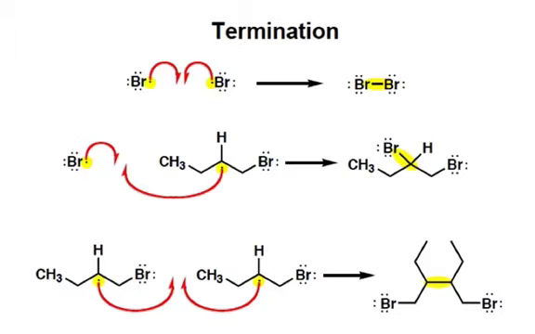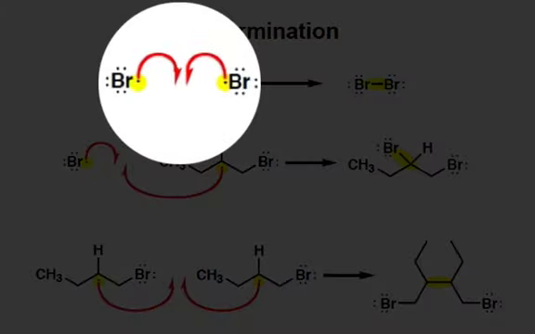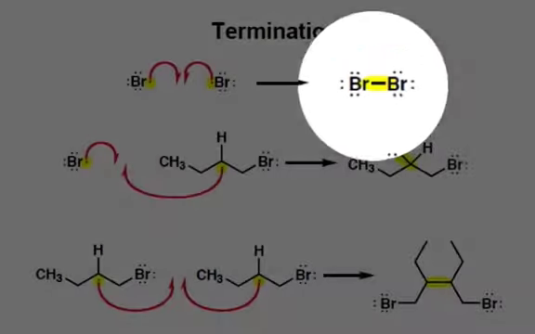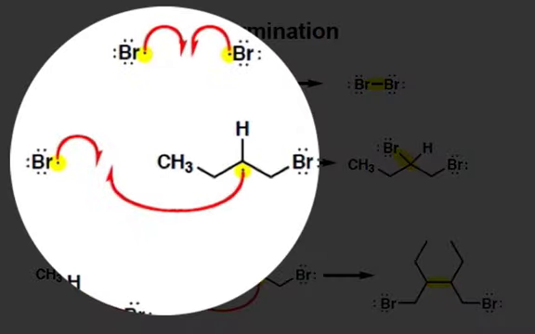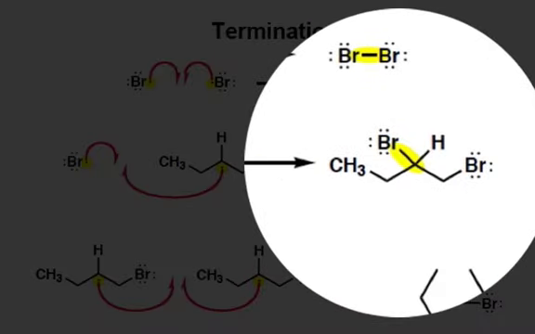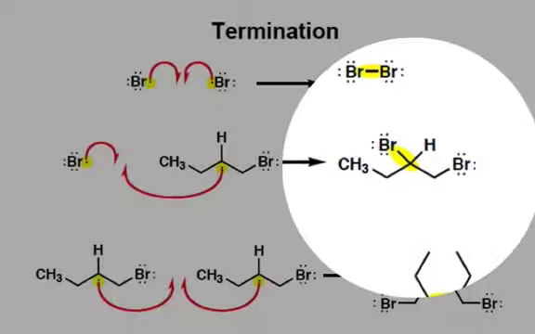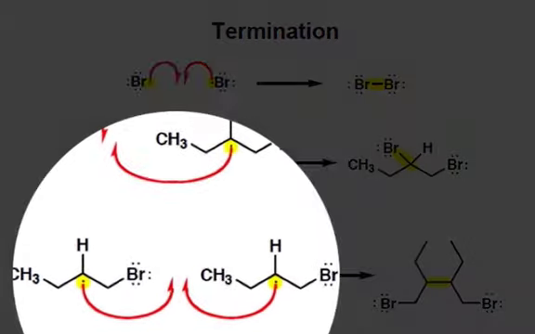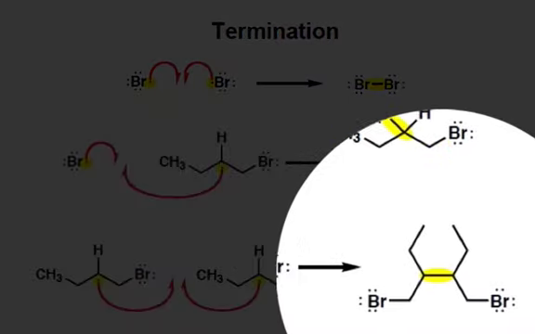Termination can occur in a number of ways. Two bromine radicals can combine to form the bromine molecule we see on the right. A secondary carbon radical can combine with our bromine radical to form this dibromide compound. And last but not least, two secondary radicals can combine to form the structure we see here on the right.